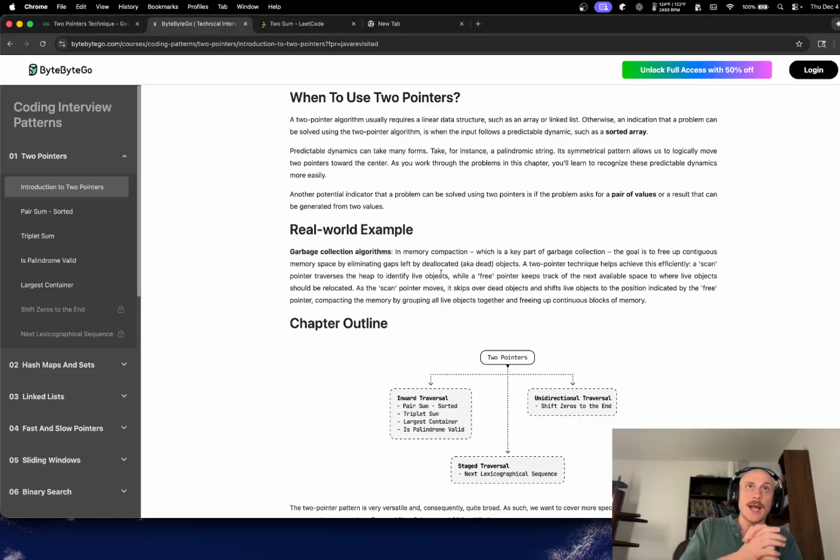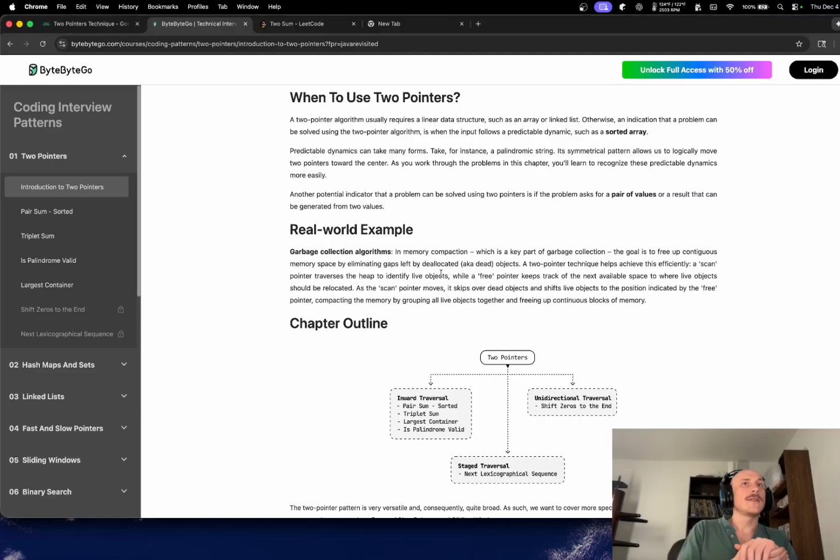A two-pointer algorithm usually requires a linear data structure, such as an array or linked list. I think there are other ways you could probably do that, but we'll figure those things out. Otherwise, an indication that a problem can be solved using the two-pointer algorithm is when the input follows a predictable dynamic, such as a sorted array. Predictable dynamics can take many forms. Take, for instance, a palindrome string. Its symmetrical pattern allows us to logically move two pointers towards the center. As you work through the problems in this chapter, you'll learn to recognize these predictable dynamics more easily.